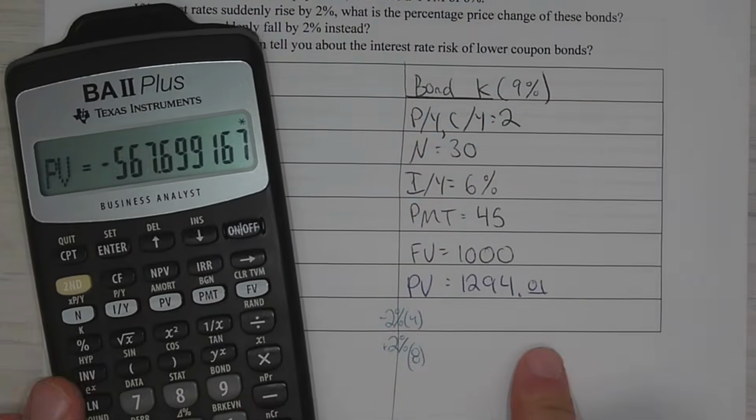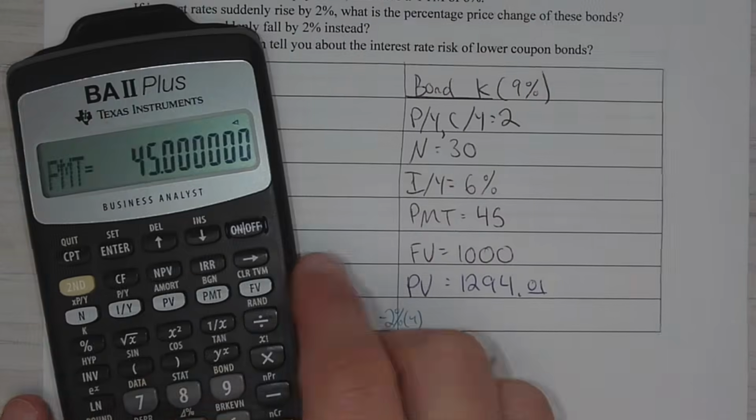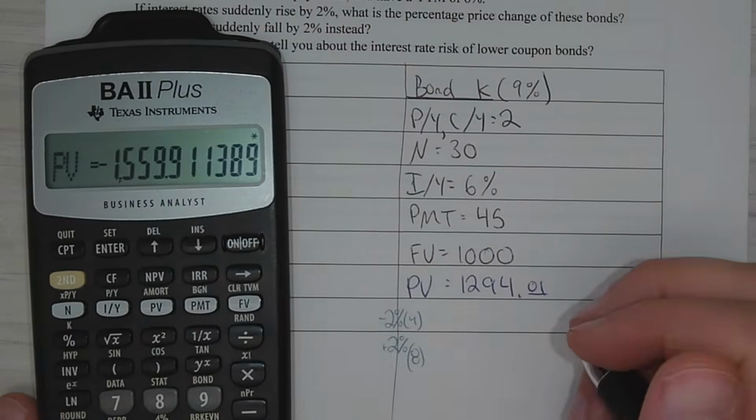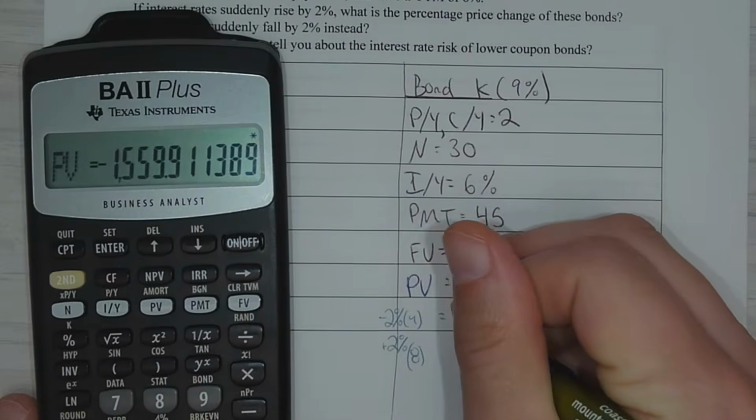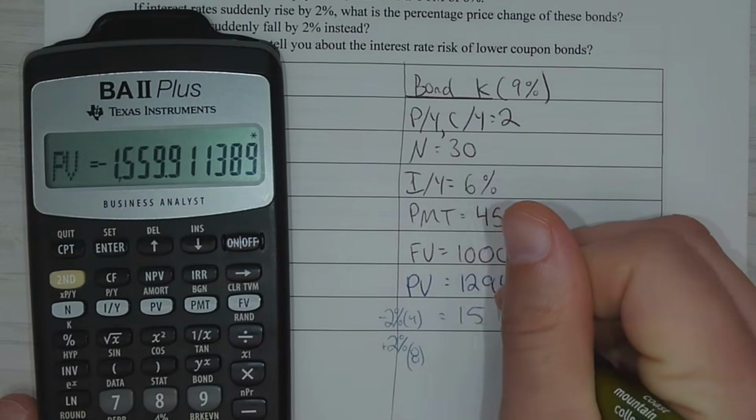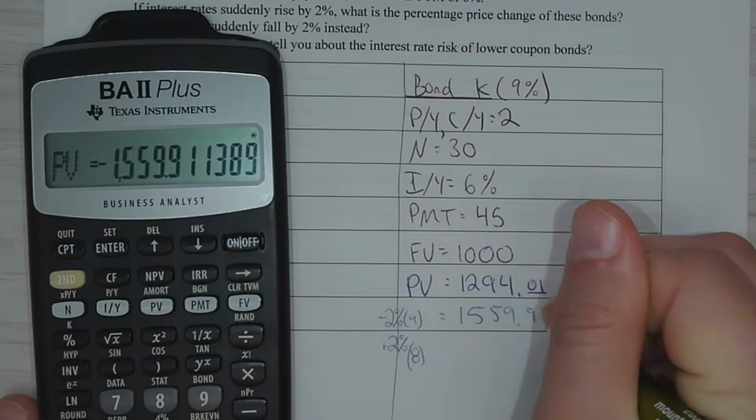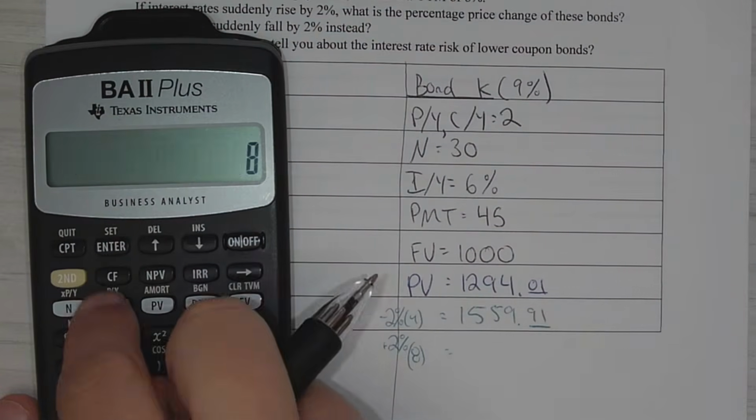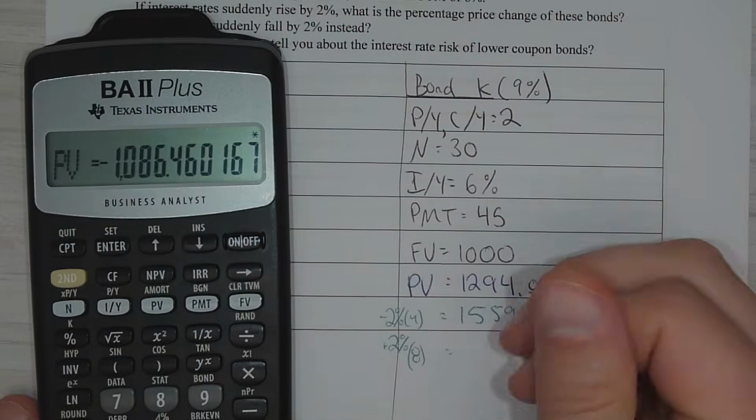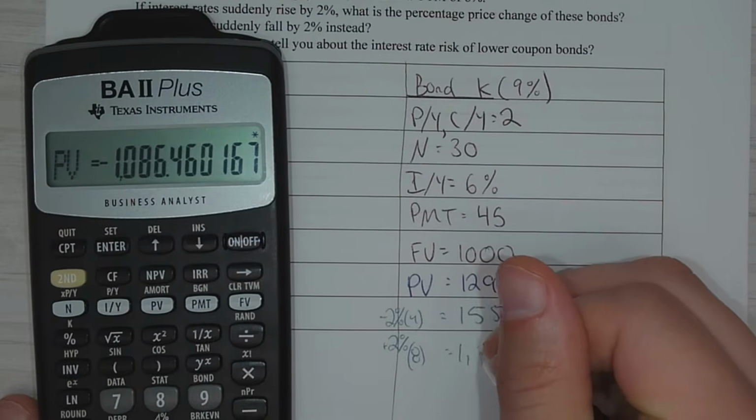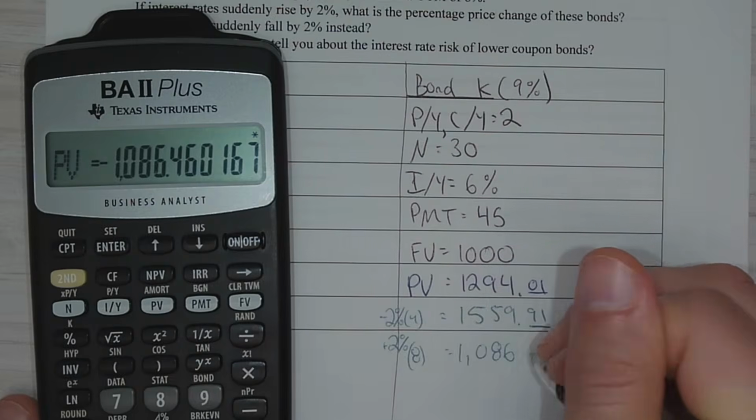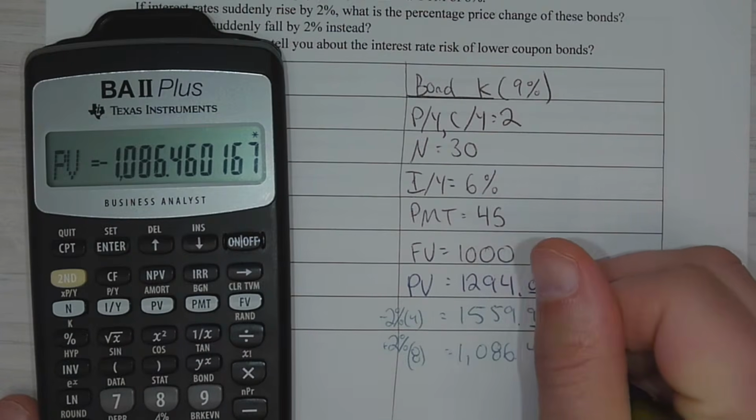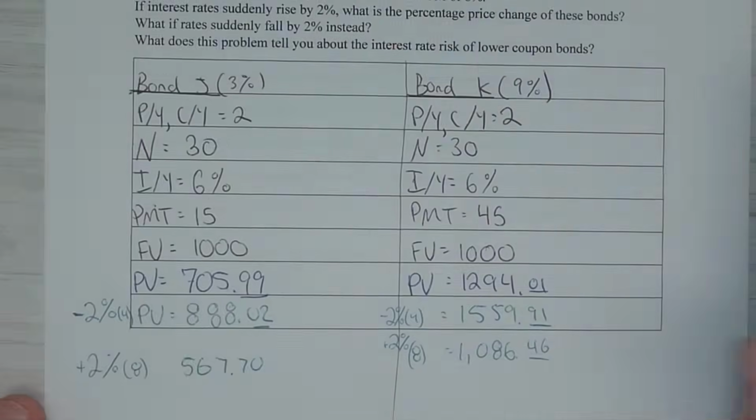So we'll do the same thing over here. This one we will change our payments back to 45. Go 4%, compute our present value. We get $1,559.91. And we'll do the same thing with 8%, 8 I/Y, compute our present value, and we get $1,086.46. So what does this mean?